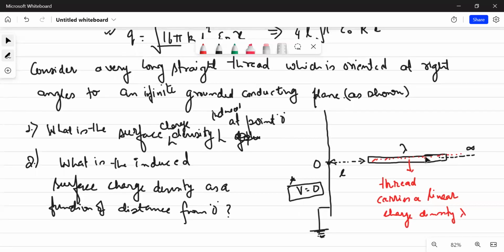It is quite easy to see that this is an infinitely long thread carrying linear charge density lambda. The nearer end is at a distance L from this infinite grounded conducting plane. I need to find the surface charge density induced at point O, and then also the induced charge density as a function of distance from O.